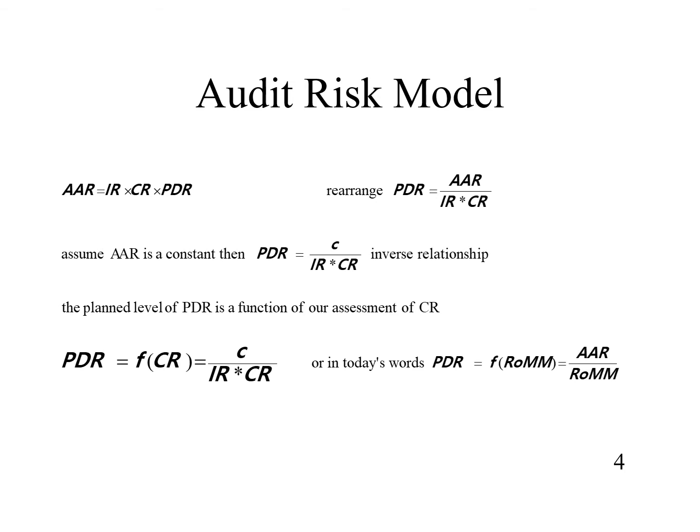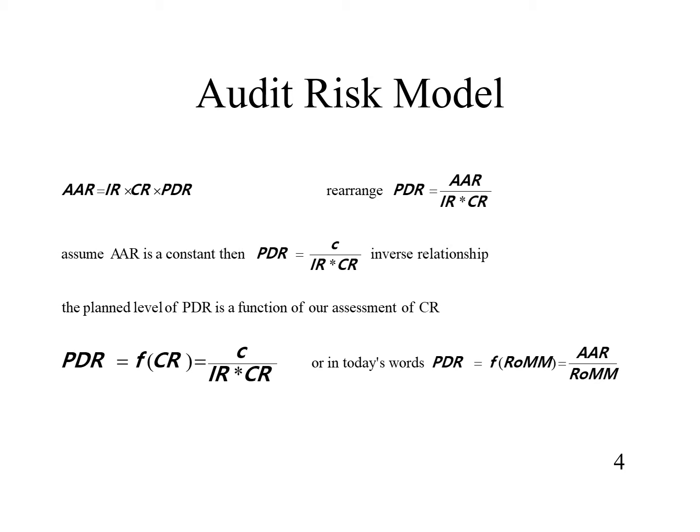Now this book uses the term plan detection risk. I like it a lot. It is a planning model, so I think that's very appropriate. They rearrange the formula and say plan detection risk equals audit risk divided by inherent risk times control risk, or plan detection risk equals acceptable audit risk over ROM.